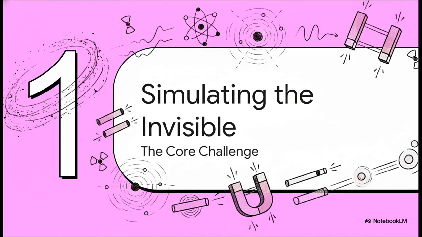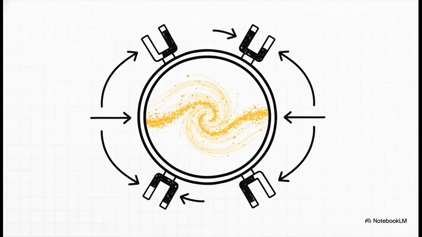What's the actual problem that physicists are up against here? Well, what they really need to do is build a perfect digital twin of the accelerator, a complete simulation. They have to predict the exact path of every single particle, which means accounting for these unbelievably powerful magnetic fields, and even the tiny, subtle ways the particles themselves interact with each other. I mean, the level of complexity is just staggering.